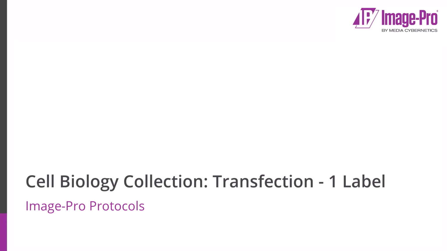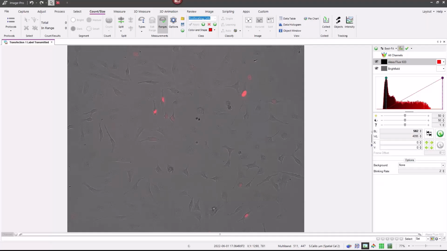In this short video, I am going to discuss the Transfection One Label with Transmitted Light protocol, which is part of the cell biology protocol collection. The protocol is designed to measure the proportion of cells in transmitted light images expressing a fluorescently labeled recombinant protein.